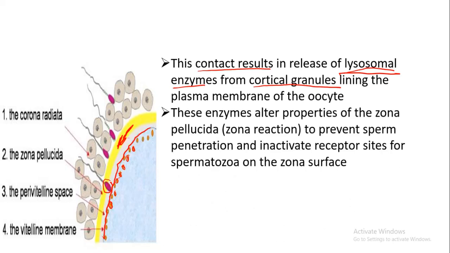Okay, so this impermeability will prevent more sperms from what? From entering. When the zona pellucida becomes impermeable, it means that there will be no entrance of other sperms. The oocyte has said enough.